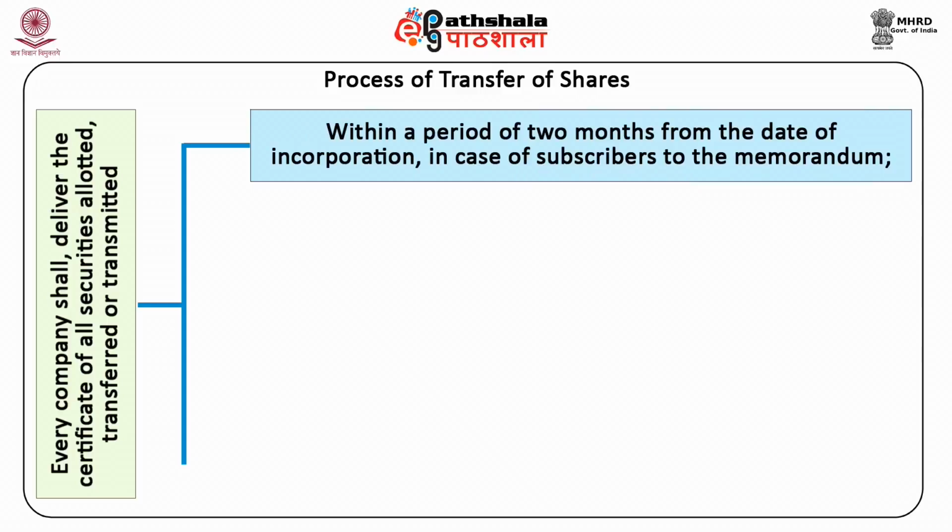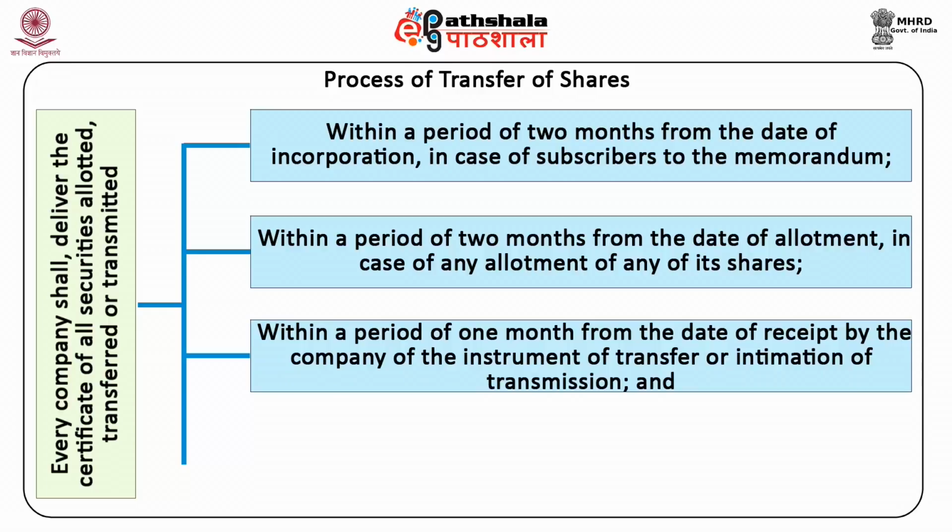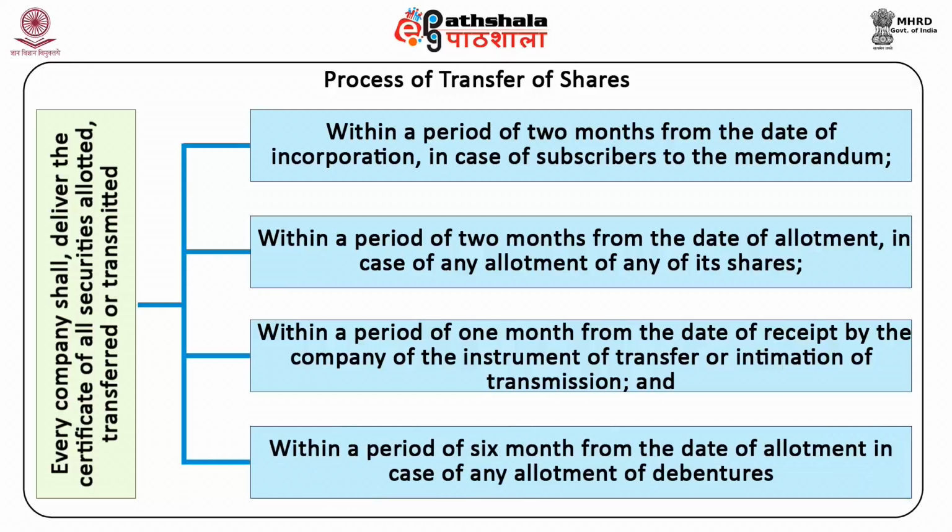A. Within a period of 2 months from the date of incorporation, in case of subscriber to the memorandum. B. Within a period of 2 months from the date of allotment, in case of any allotment of any of its shares. C. Within a period of 1 month from the date of receipt by the company of the instrument of transfer or intimation of transmission. And D. Within a period of 6 months from the date of allotment in case of any allotment of debentures.